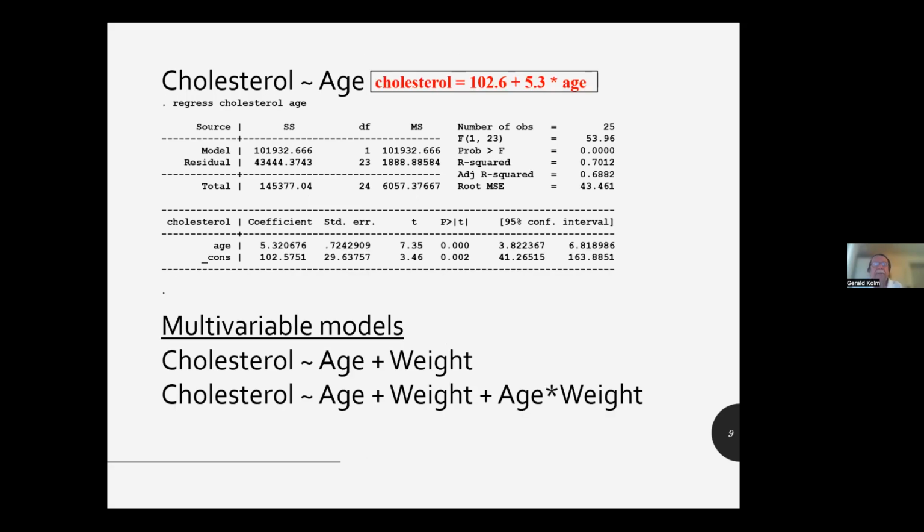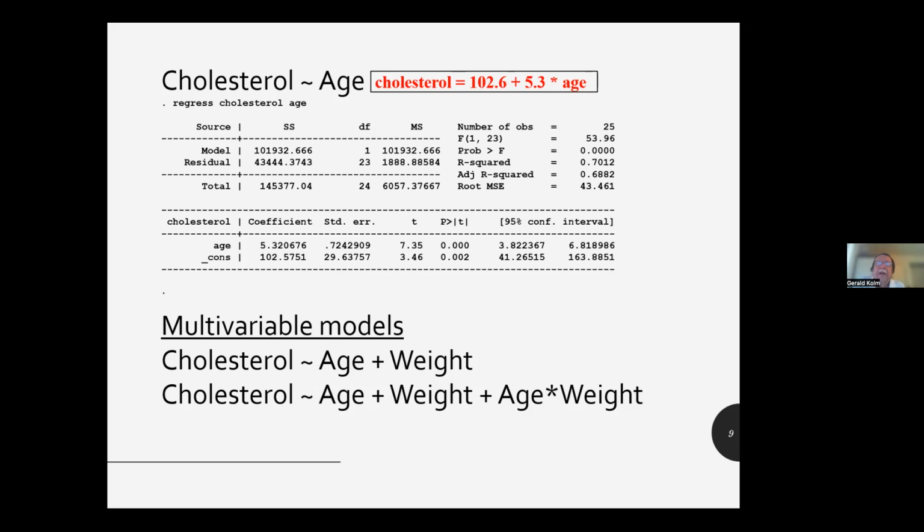And as you recall, or if you don't, you can go back and look at last week's presentation. We looked at cholesterol as a function of age, and we had a regression equation of 102.6 plus 5.3 times age, which we interpreted as for every year increase in age, the level of cholesterol goes up by 5.3 units. And so what I've printed out here is the output that you get when running this regression.